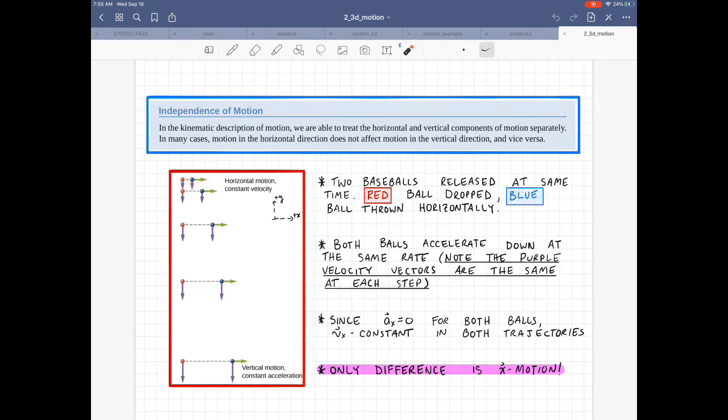No horizontal acceleration. That means any time during the fall, that blue ball is going to be moving at plus 1 meter per second in the horizontal direction, so 1 meter per second to the right. And so what we end up getting is that the only difference in the motion here is essentially how far away from the red ball the blue ball lands. Right? The x motion is the only difference. The y motion is exactly the same.